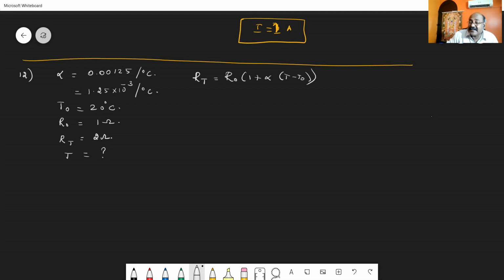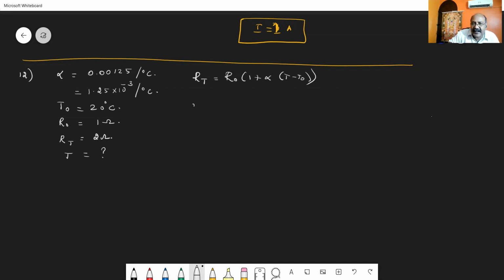Temperature dependence of resistivity or the temperature dependence of resistance. RT is the resistance at T degrees Celsius. R0 is the resistance at 20 degrees Celsius. T is the temperature, higher temperature. T0 is the reference temperature.